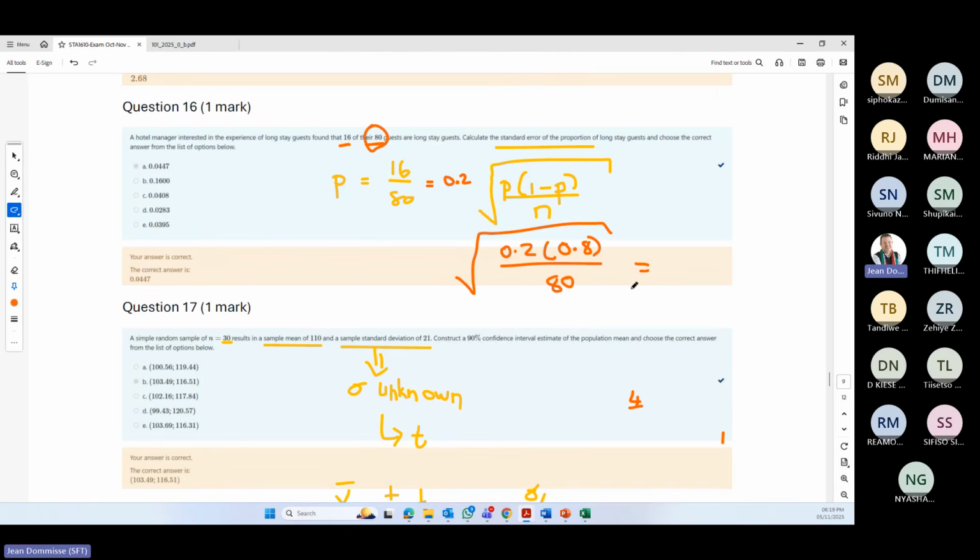Okay, so 0.2 times 0.8 is 0.16. If you only multiply that out, there's a tempting answer. If you divide that by 80, you get 0.002. Not the answer. And then if you square root that, you get the answer of 0.0447, which is your answer that you're looking for.